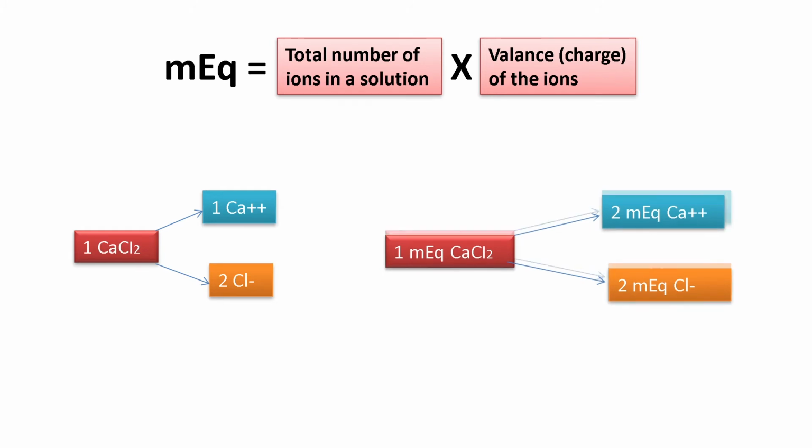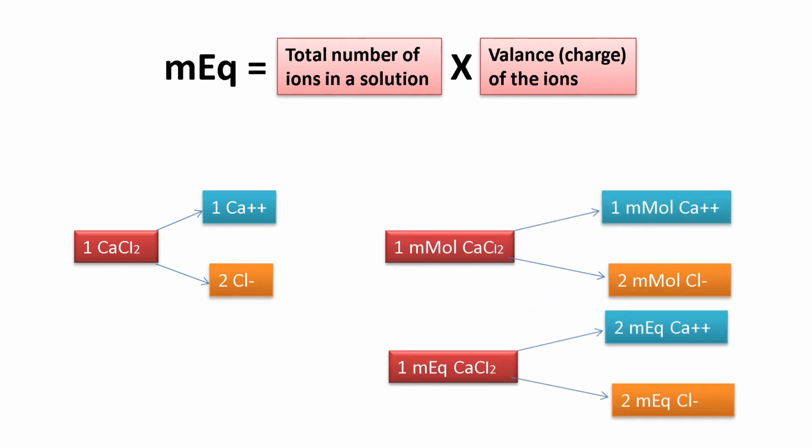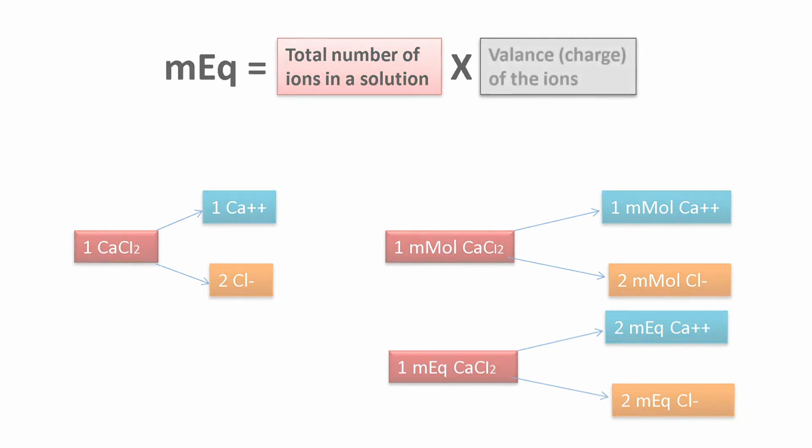Now you can see the difference in the molar value of calcium chloride and the equivalent value of calcium chloride. The difference in the values of moles and millimoles is brought about by the valence of the ion or the charge of the ion. Just keep this thing in mind. Let us see in this example with 1 gram of anhydrous calcium chloride. 1 gram of calcium chloride is converted into milligrams, which is equal to 1000 milligrams.